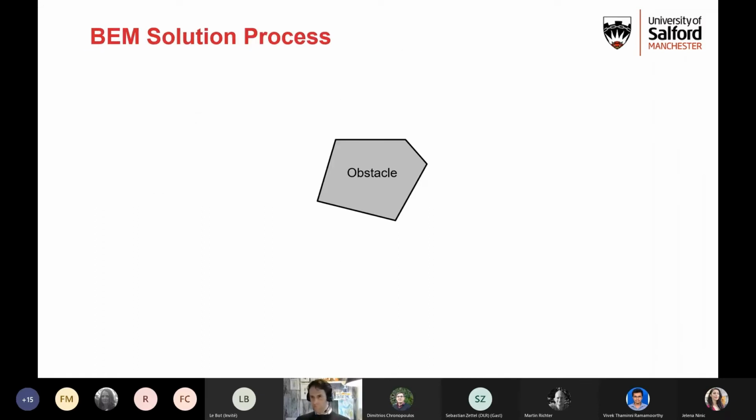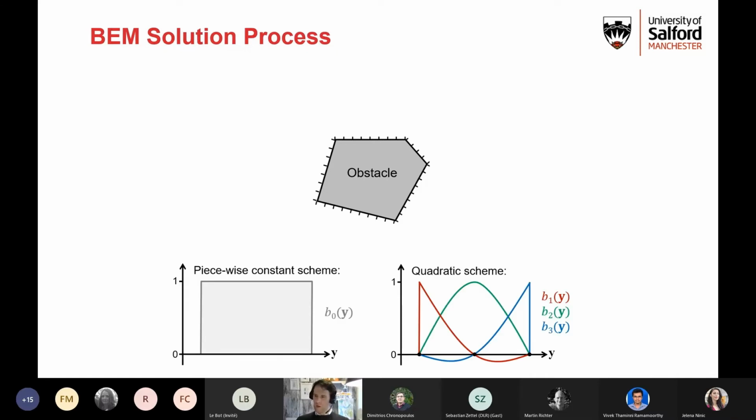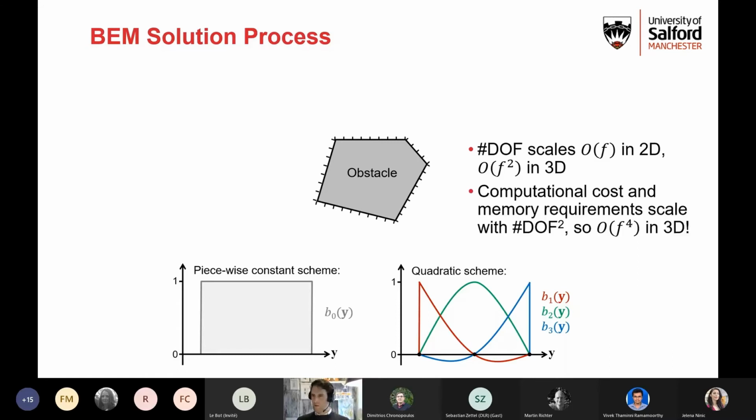So here we have our obstacle. The normal thing is to define an element mesh on there where elements are small with respect to wavelength. And then we'd often use piecewise polynomials on there, maybe piecewise constants or piecewise quadratics. And this would give us a number of degrees of freedom that scales with frequency in 2D or frequency squared in 3D, because we're only discretizing the boundary. So that is better than finite element method or FDTD. However, when you set this thing up, you find that the computational cost actually scales with the number of degrees of freedom squared. So order frequency to the 4 in 3D, which is not good at all.